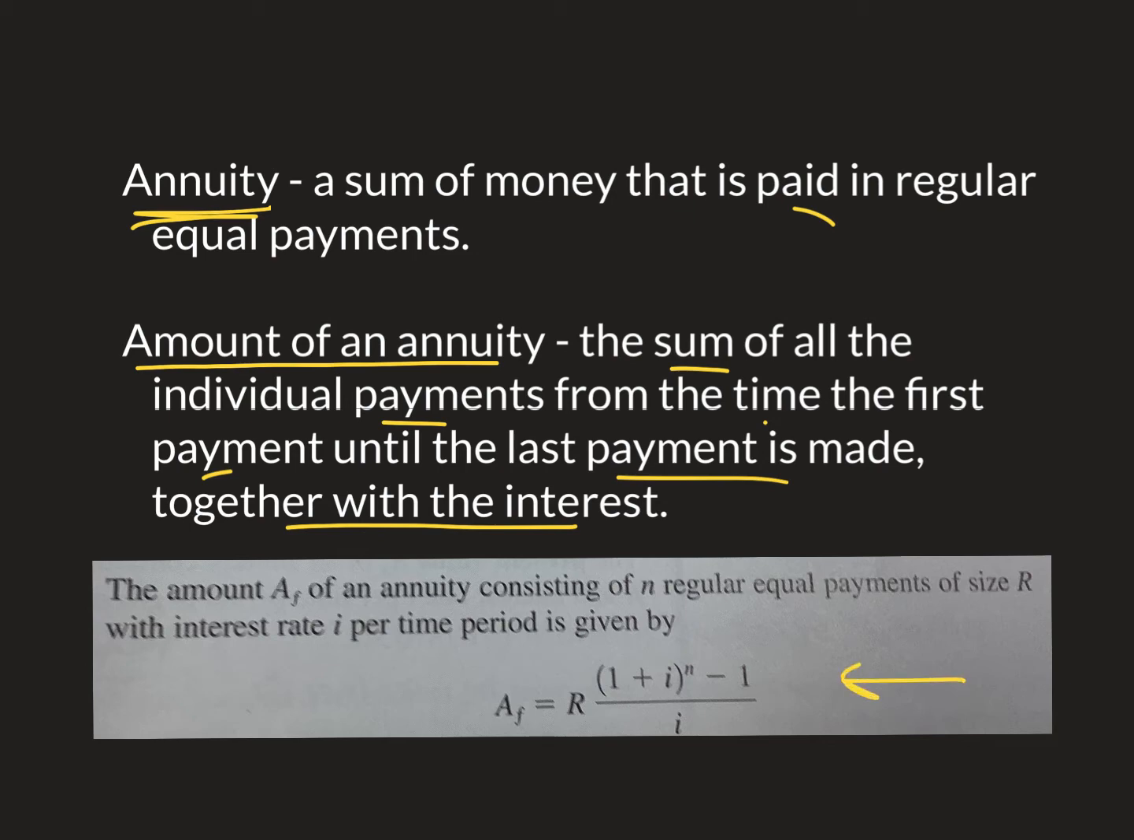Okay, now here's how you can tell how much an annuity is worth. The amount of an annuity consisting of n payments of size R, that's how much you are getting paid each time, with i the interest rate per time period, is given by our formula. So that's how we're going to roll with the annuities and how much the thing is actually worth, because sometimes you can sell your annuity and not take the payment. So let's see what we got here.